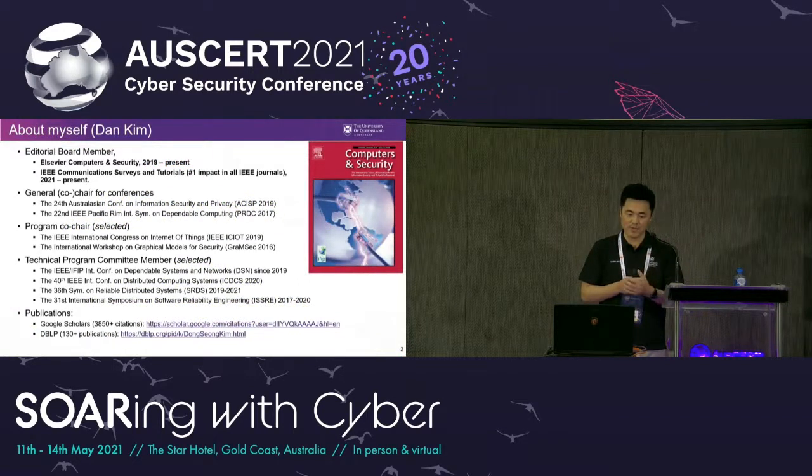I'm an editorial board member of Elsevier Computers and Security, which is one of the top journals in the cybersecurity area. Also, I started serving the IEEE Communications Surveys and Tutorials. It's the number one impact among all IEEE journals; there are about 120 IEEE journals. I served as general chair and co-chair for conferences such as ACISP and PLDC, and so on. My publications, according to Google Scholar, have more than 3,850 citations, and I have published more than 130 papers in journals, conferences and workshops over the years.